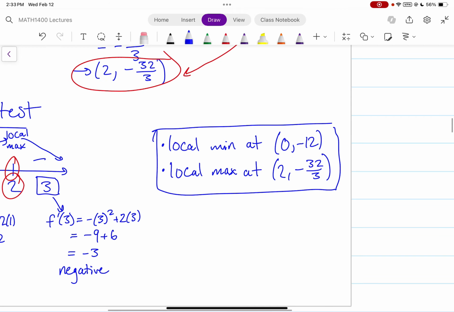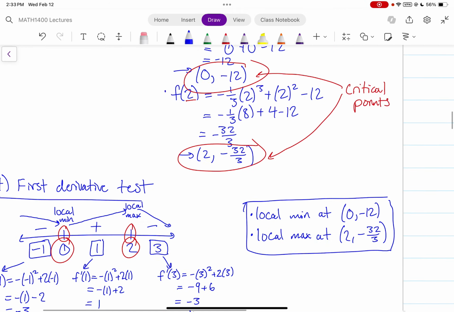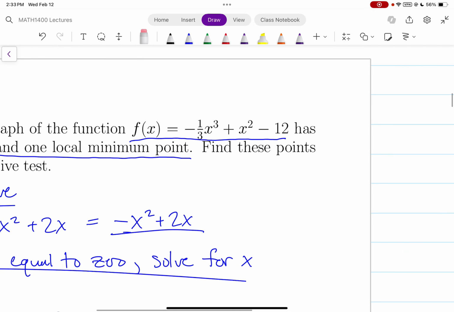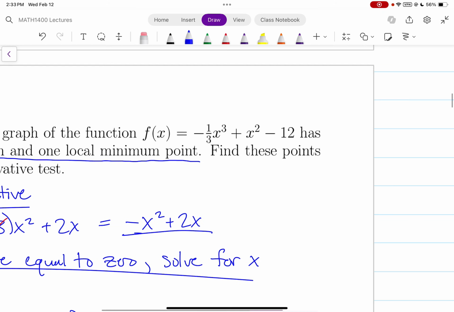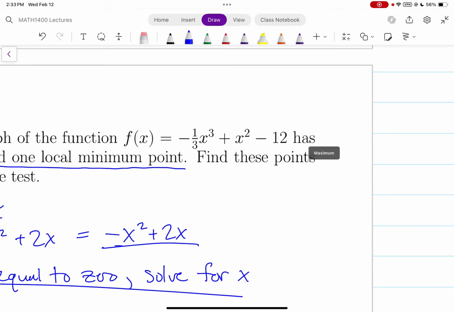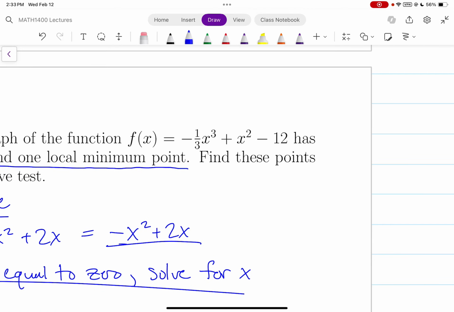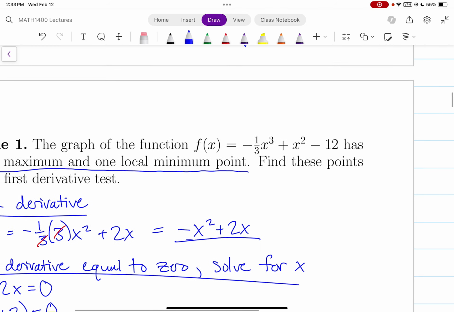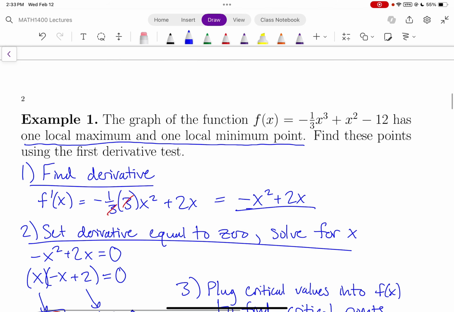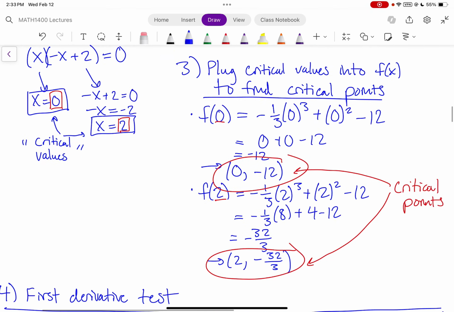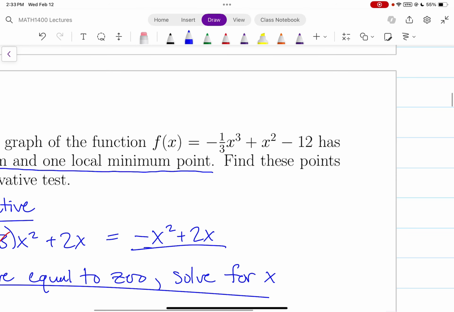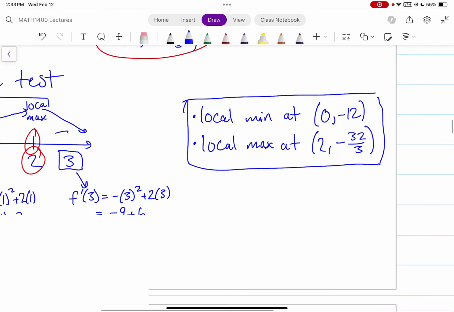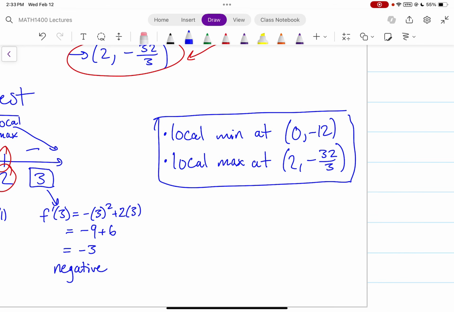And so the cool thing here is that here's our function, f of x equals negative 1/3 x cubed plus x squared minus 12. If we wanted to know where the local mins and the local maxes are for this function, we could just graph it and look at it. But what this is showing us is that we can use the derivative of the function to figure out where those local mins and local maxes are without even looking at the graph. And we figured out where they are. And then you can graph this, go to Desmos, and put this in to confirm that these are the points that have local mins and local maxes.